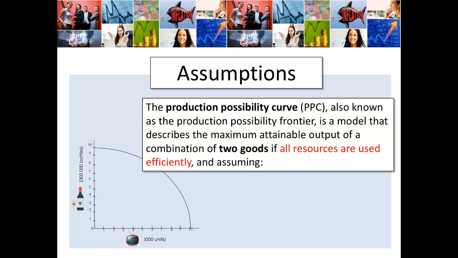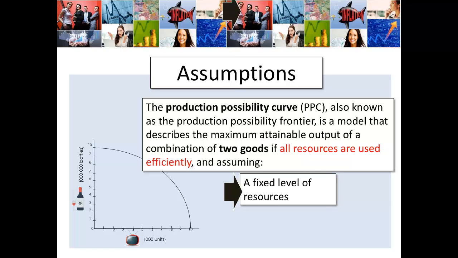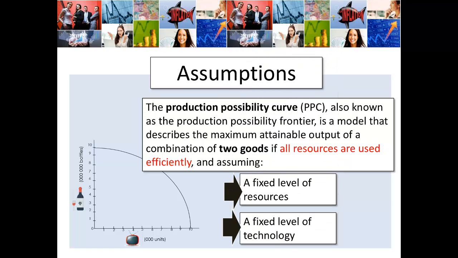So in the example here, we've got two goods, and the two assumptions are the maximum amount of wine and or TVs that can be produced given a fixed level of resources and a fixed level of technology. So if new resources are discovered, new technology is being developed or invented, then that will push out the production possibility curve, increasing the amount of these two goods that could be produced.